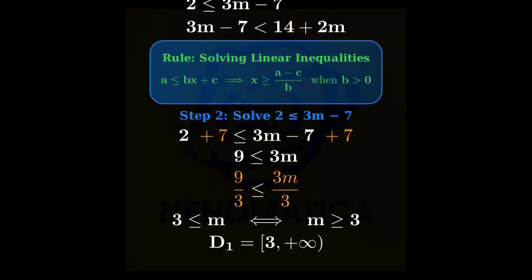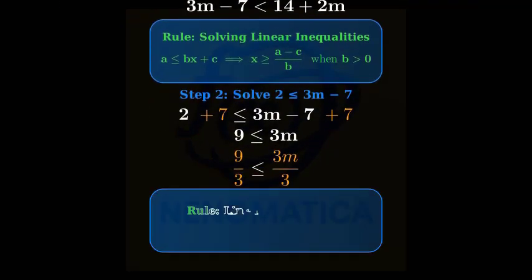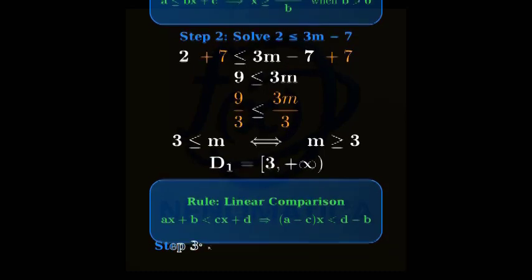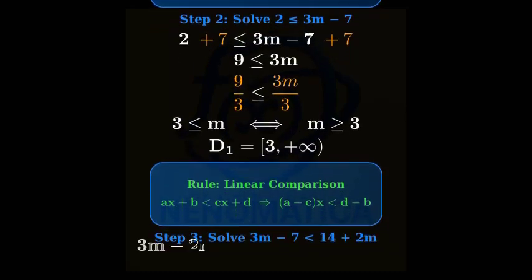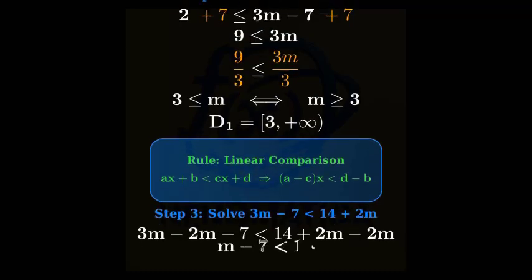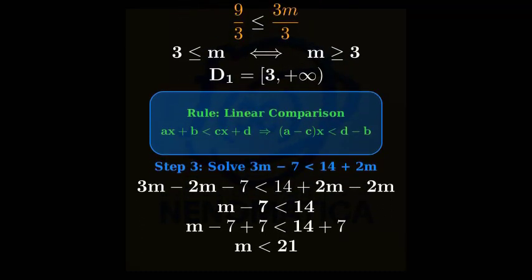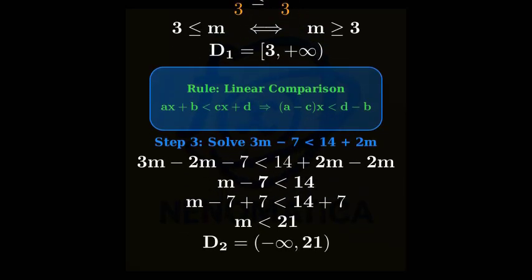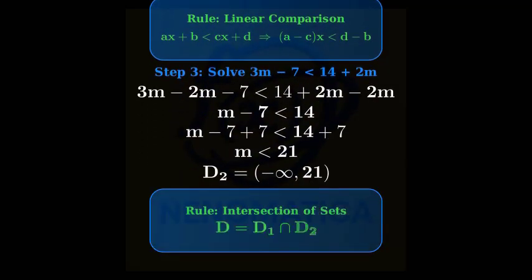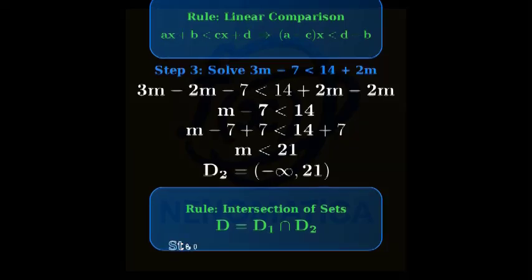Next, we solve the second inequality. Subtract 2m from both sides, then add 7 to both sides. This simplifies to m less than 21. Record this as d2 equals open interval minus infinity comma 21. Finally, take the intersection of the two sets. The overall solution set is d equals d1 intersection d2, which is left bracket 3 comma 21 right parenthesis.